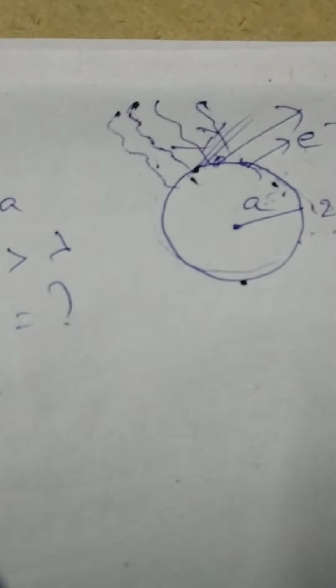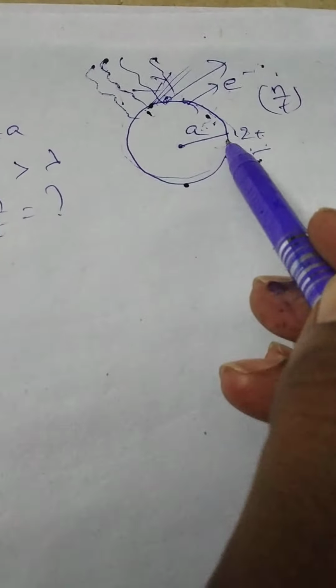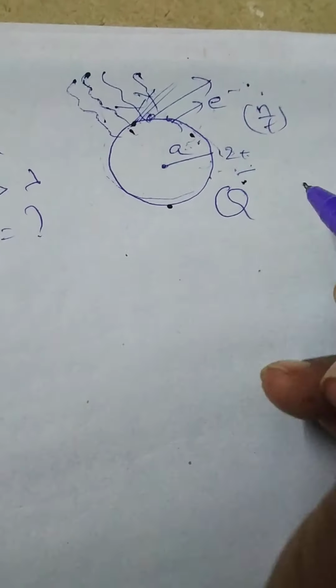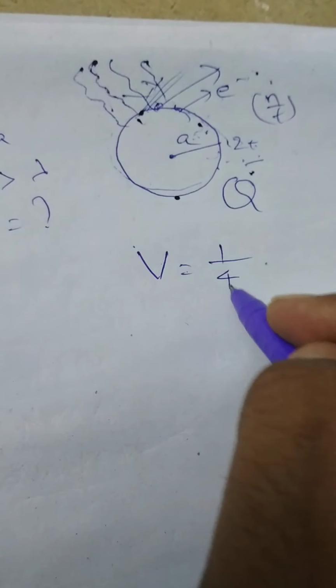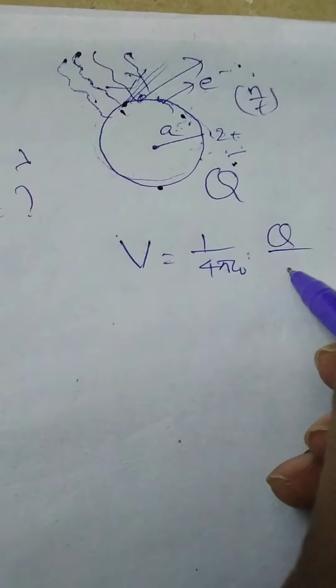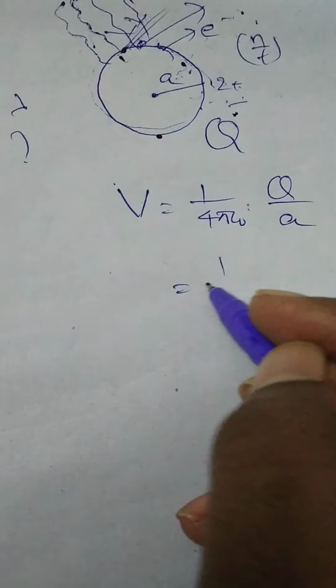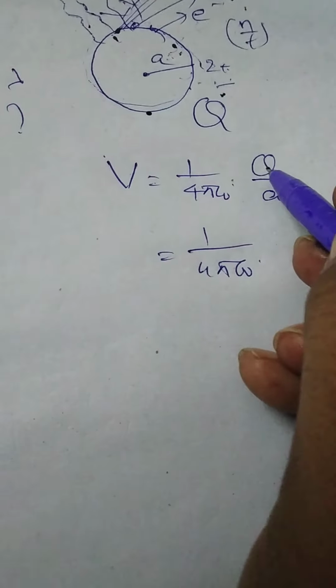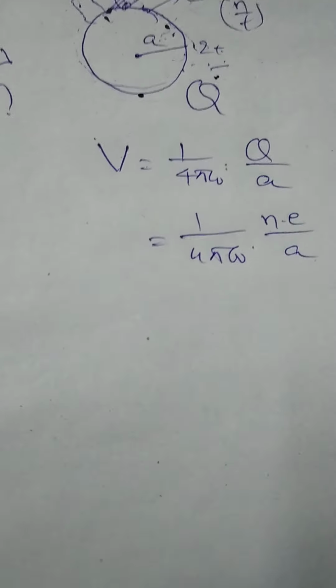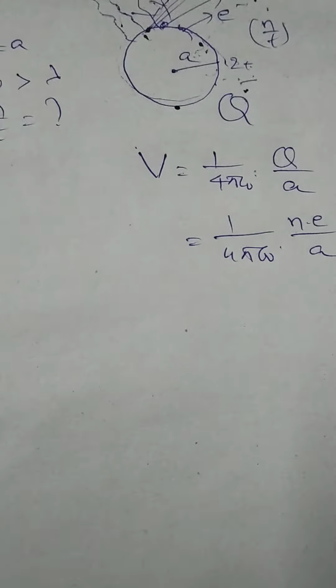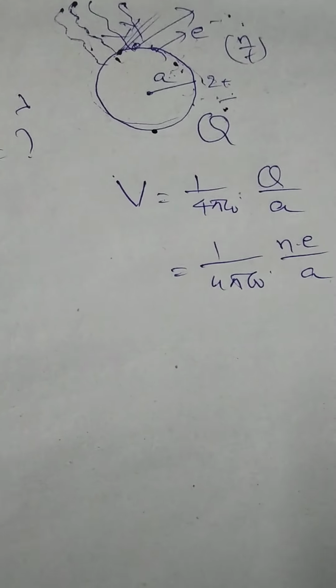As the metallic sphere is isolated, it becomes positively charged when electrons are ejected from it. There is an extra attractive force on the photoelectrons. Suppose the potential of the sphere is V, and let the charge on the sphere be Q. Potential on the sphere is equal to 1 by 4 pi epsilon naught into Q by a, which is equal to V. Or this is equal to 1 by 4 pi epsilon naught into Q, where Q is N into e, by a. We are calculating the value of N here.